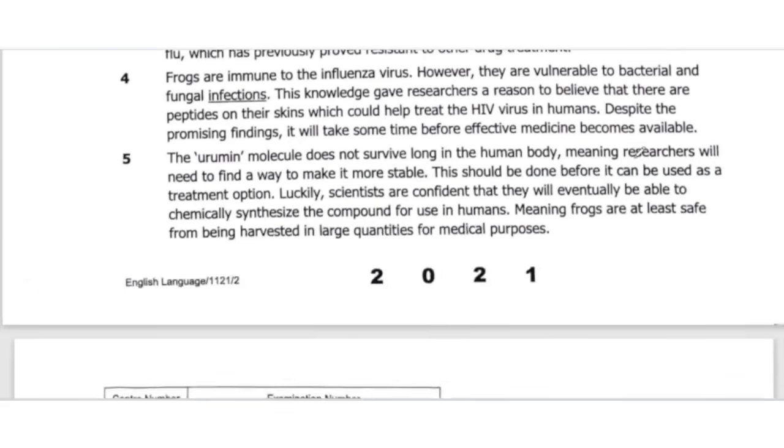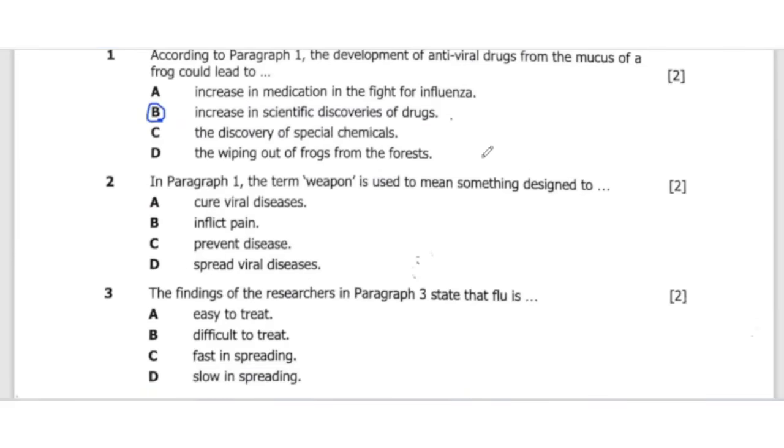Okay, so here our answer will be: in paragraph 1, the term weapon is used to mean something designed to cure viral diseases. That is the correct answer. If we talk about inflicting pain, like causing pain to who? To human beings. That is not the purpose of the word weapon there. That's not how the word weapon has been used there, to illustrate that it wants to inflict pain.